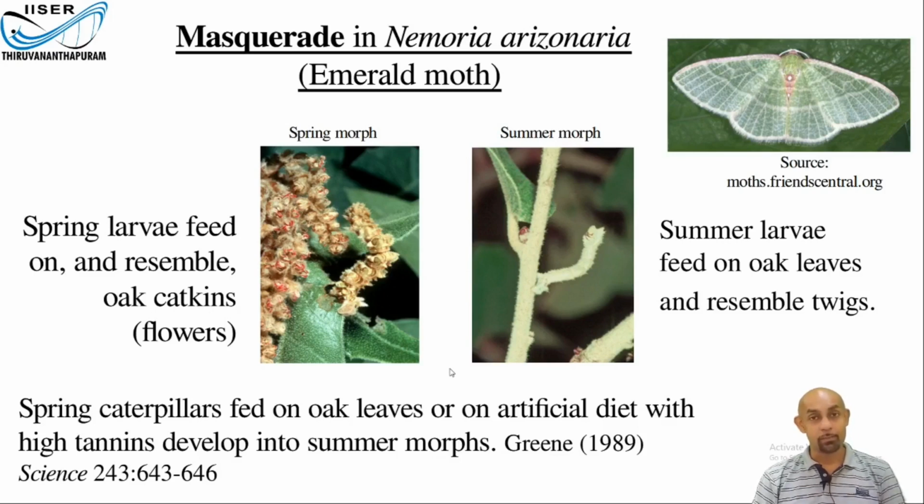And this variation in phenotype and its dependence on diet has also been shown in artificial diets. So what researchers have figured out is that it's related to how much tannin there is in the diet. So when they've grown these caterpillars on artificial diets with high tannins, they develop into this kind of morph.